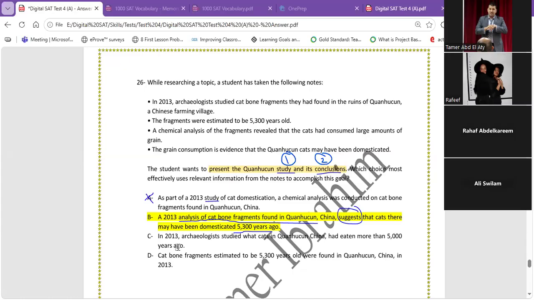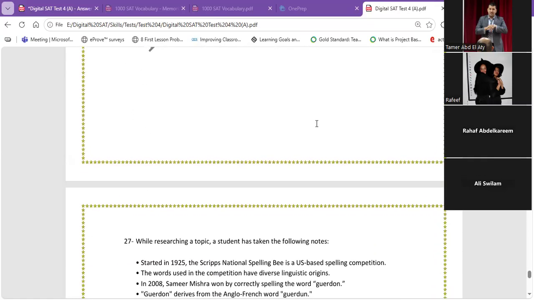Let's find C. In 2013, archaeologists studied what cats in Quancheng, China had eaten more than 5,000 years ago. Here also the study. Where is the conclusion? Nothing. And D: cat bone fragments estimated to be 5,300 years old were found in Quancheng, China in 2013. This is the conclusion. Where is the study? So the answer is B. The answer is B. Let's go to number 27.